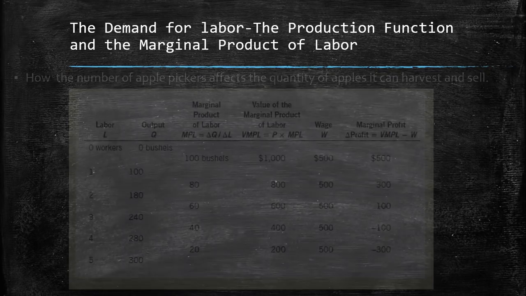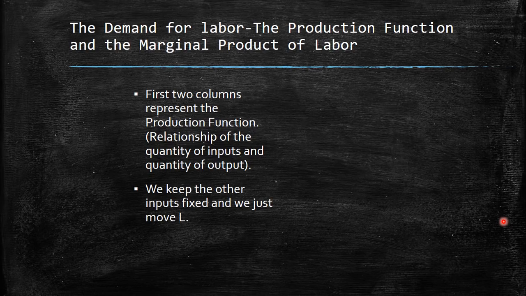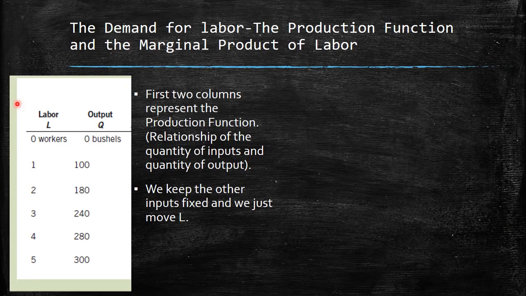Okay. The first two columns represent the production function, because we have an input, which is labor, and the output, which is the quantity. Remember that we keep the other inputs fixed, for example capital or land, and we just move L in order to understand better. This is what we call in economics ceteris paribus. Everything is constant, and we just move the variable that I need to keep an eye on. So here we have the labor and output, and this is what we call the production function, the relation of the output with the inputs.